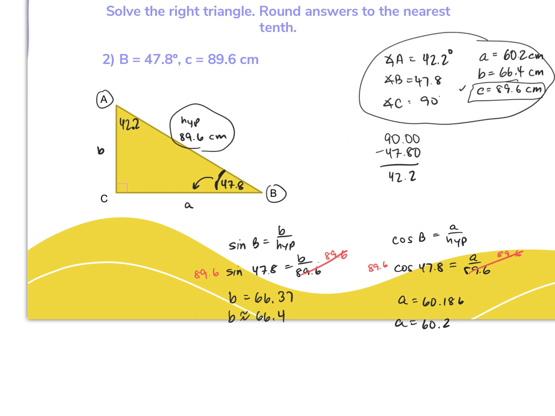And here are your three solutions. Again, make sure that you list your unit of measure and you label your angles using the degree symbols. Don't leave them out of that.